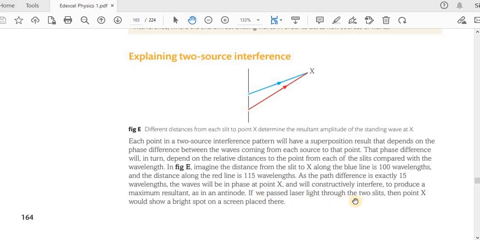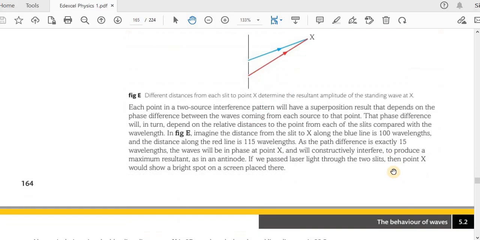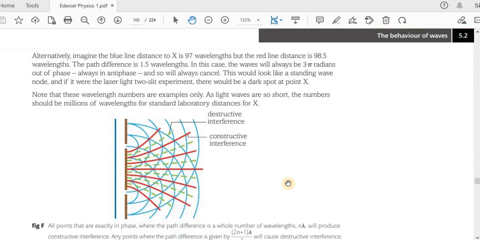If we passed laser light through the two slits, then point x would show a bright spot on a screen placed there. Now remember, I told you the bright spots correspond to constructive interference. Between the bright spots you have dark spots, they correspond to destructive interference. Previously, when we learned superposition, we learned these things in detail about constructive interference and destructive interference. Alright, let's look at this.